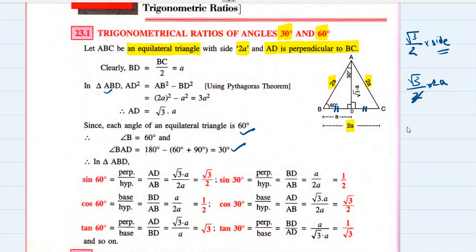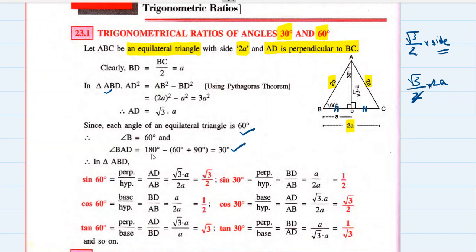So we can find the values of trigonometrical ratios of angle BAD and angle ABD in triangle ABD, which are basically the angles 30 degree and 60 degree. So we can find sine 30, sine 60, cos 30, cos 60, tan 30, tan 60, and so on. We can find all the other trigonometrical ratios. If we know sine, cos, and tan, we can easily get cot, sec, and cosec, because they are the reciprocals of tan, cos, and sine.